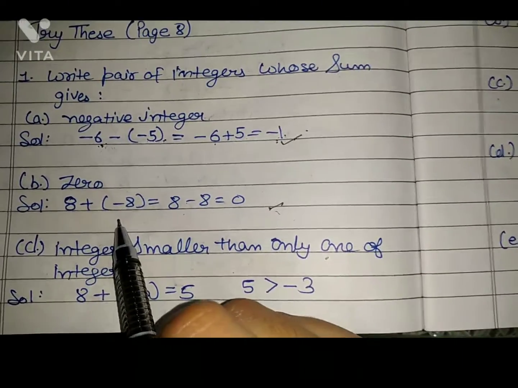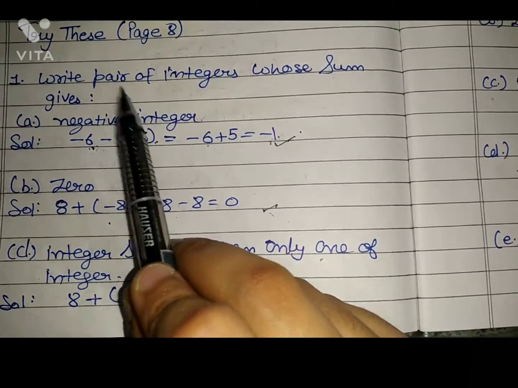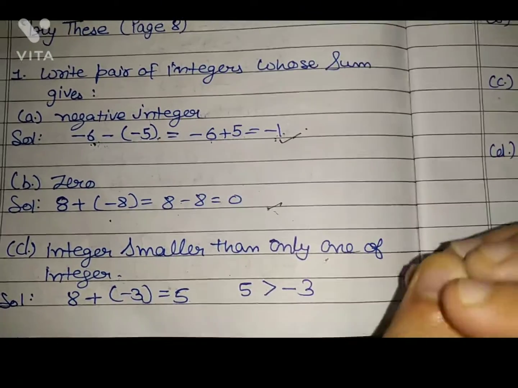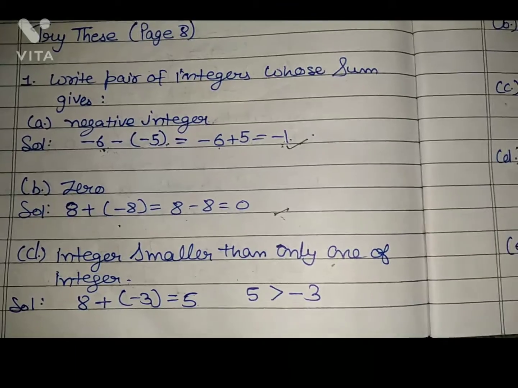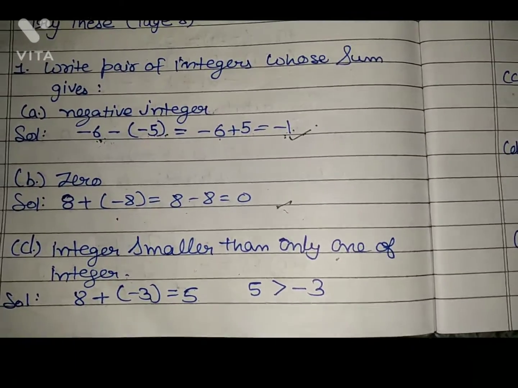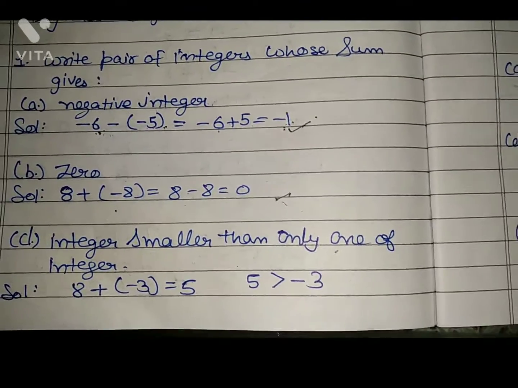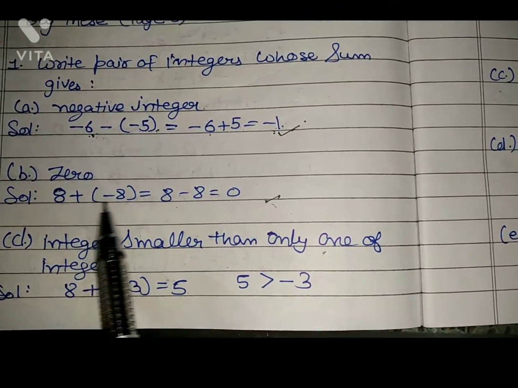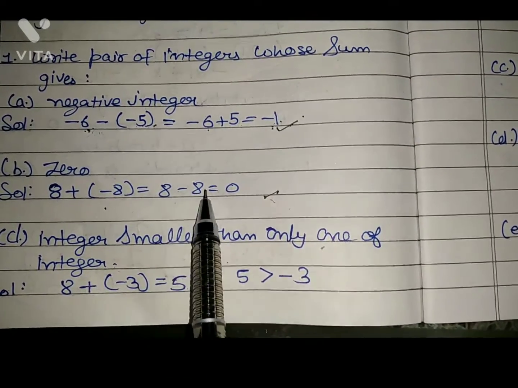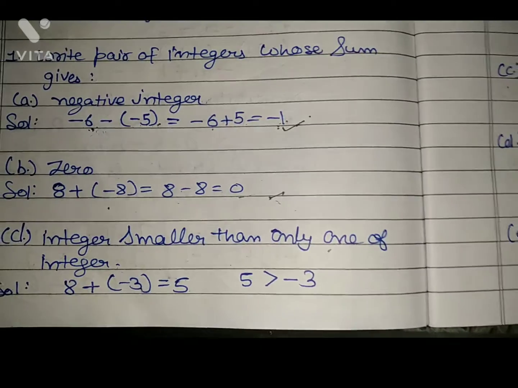Next part is 0. Write a pair of integers whose sum is 0. So the sum becomes 0 when there is the same number with the opposite sign. So 8 plus minus 8, it means 8 minus 8, that is also 0.